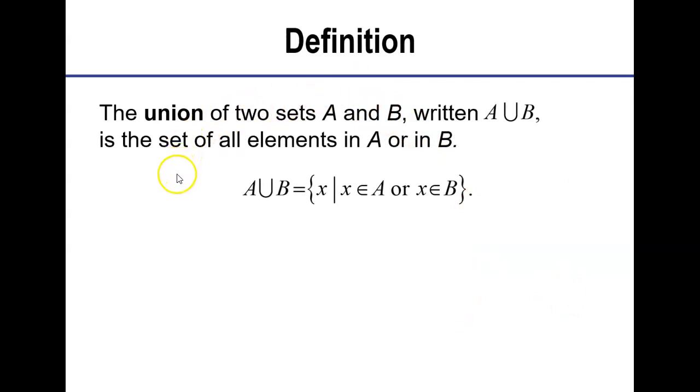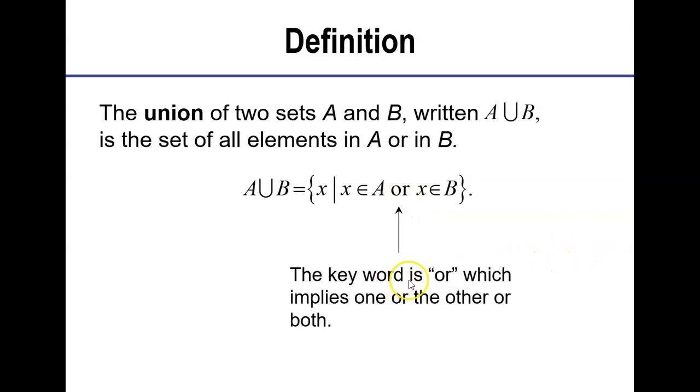The union of two sets, A and B, written as A union B, is a set of all elements that are in A or in B. So again, here is set A union set B is equal to all elements of X such that X is an element of A or X is an element of B. Now keep in mind with this word or, the key word is or, which implies one or the other or both.